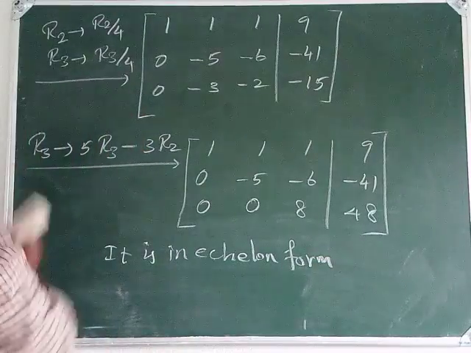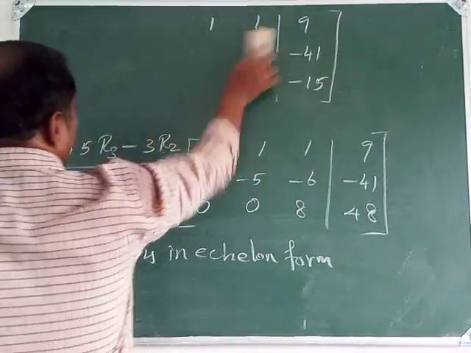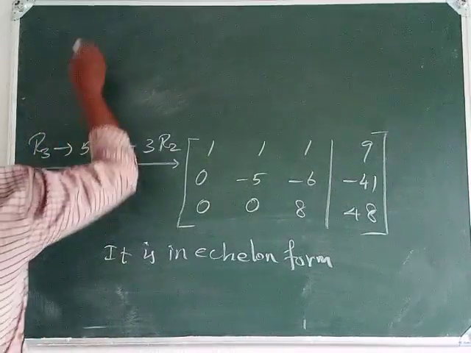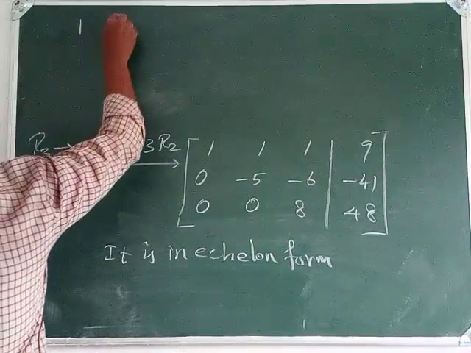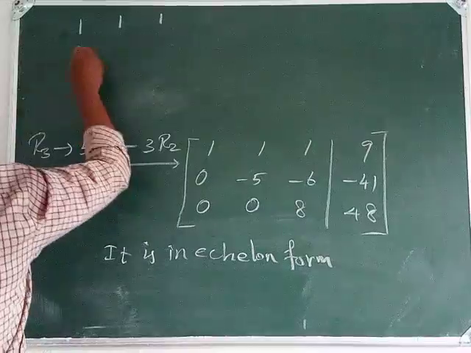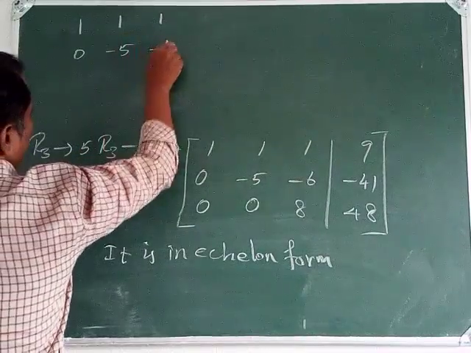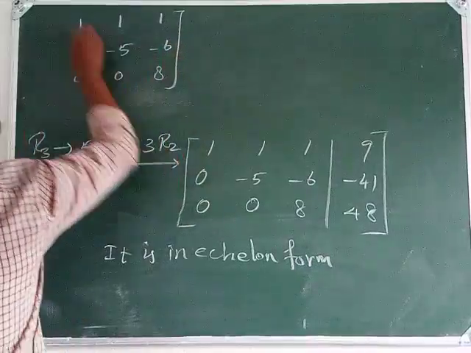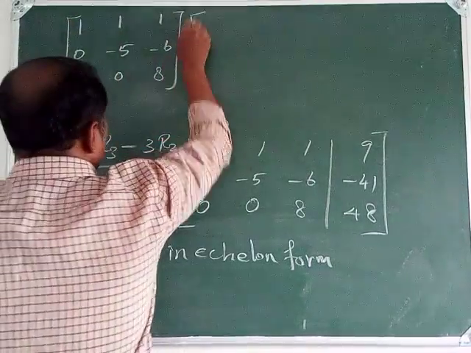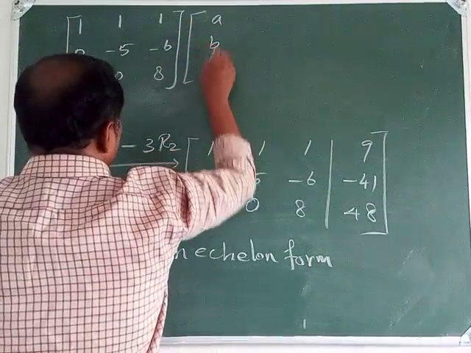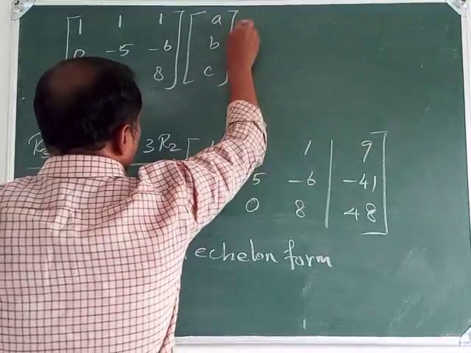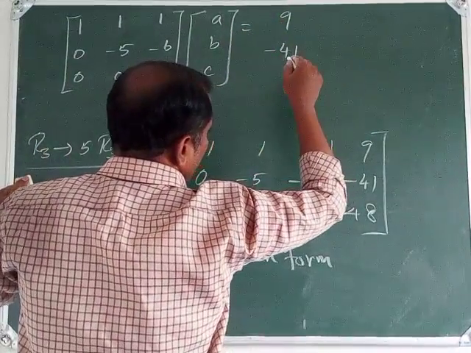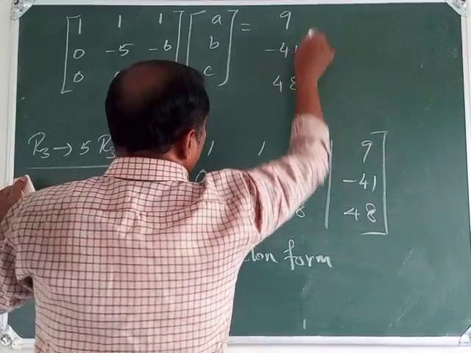So therefore, next we have to write the equations. Equations in matrix form. Matrix form is 1, 1, 1, 0, minus 5, minus 6, 0, 0, 8. This into the variables A, B, C is equal to the right sides, minus 9, minus 41, 48.